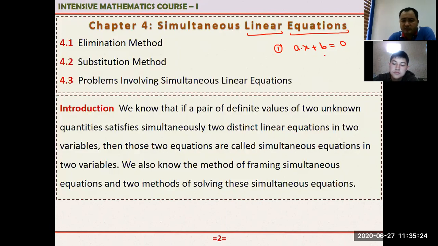Nima uchun linear deymiz? Because all the variables in the equation are multiplied by constants. In the equation, we do not have the product of two variables, right? For example, I don't have x times x or x squared. I don't have x times y here. Okay, that's why this is a linear equation in one variable. Our variable here is x. A and b are constants.